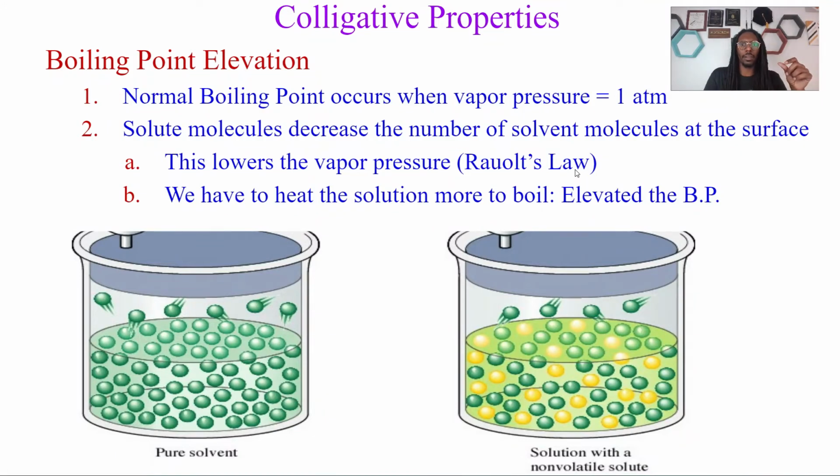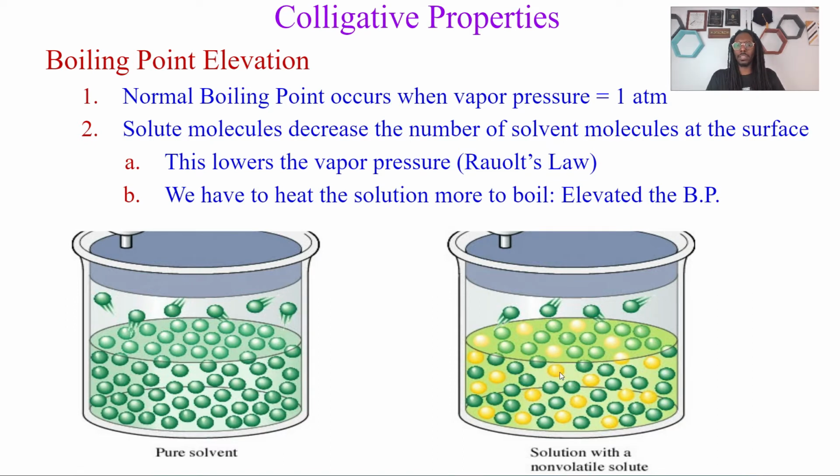So how is this going to impact the boiling point? Lower vapor pressure, we're going to have to heat the solution more to boil it. If we have to heat the solution more, that means we have an elevated boiling point, because we have more solute in this solution.